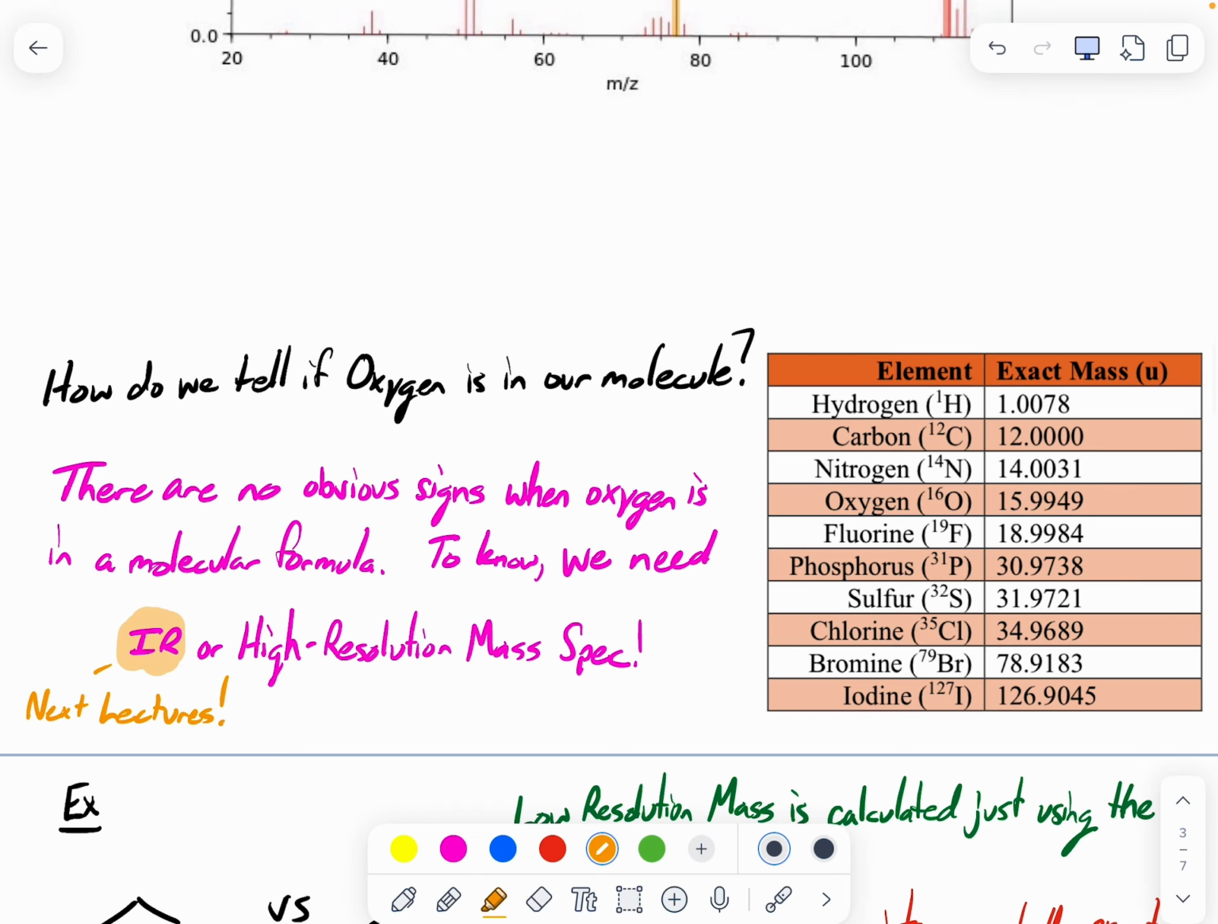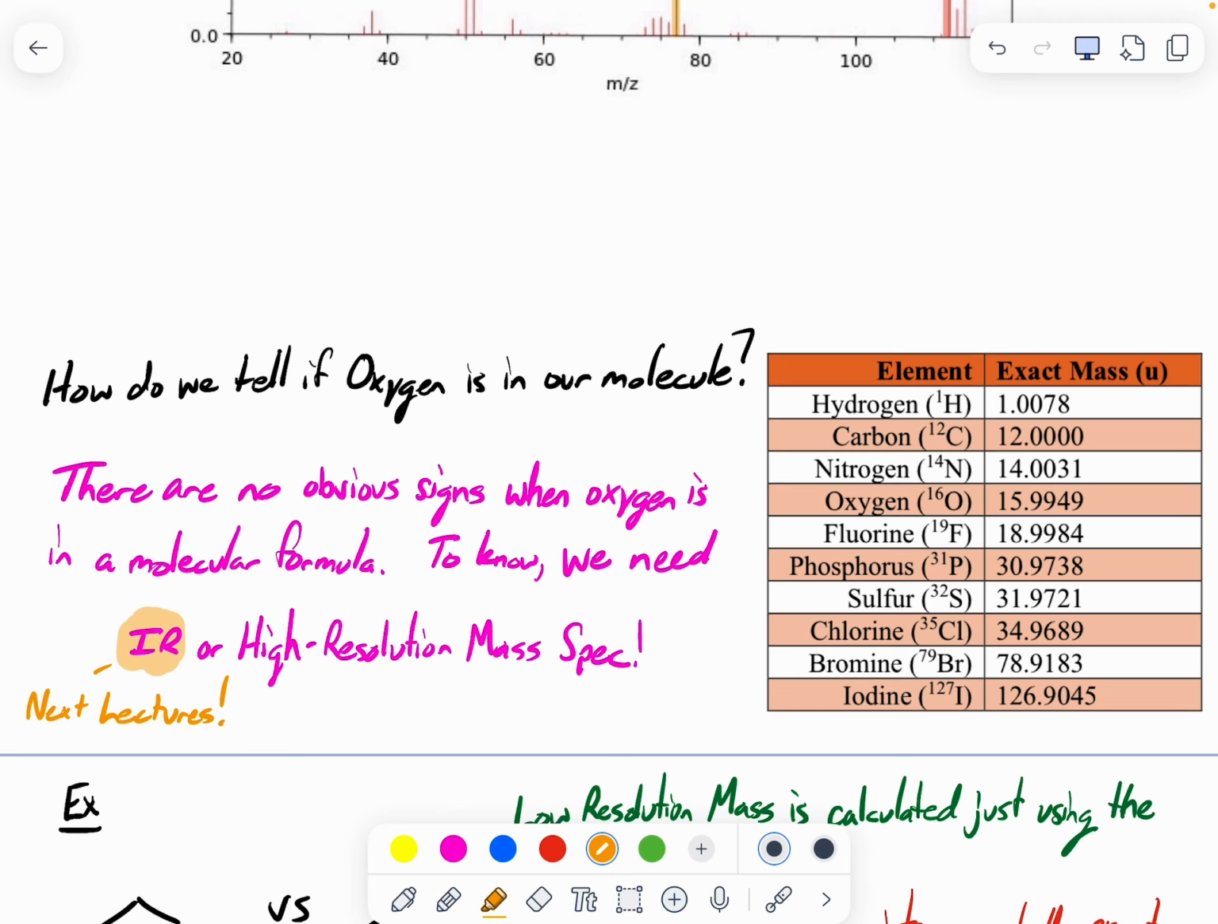All right, there's only one other annoying atom that we have to worry about. How do we tell if oxygen exists in our molecule? Well, oxygen kind of sucks because there is nothing within the mass spectrum that'll tell you that oxygen is present in your molecular formula. Absolutely nothing. So you can look at a mass spec and assume that there's only carbons and hydrogens, but it could also have an oxygen in there. This is why mass spec is great for a lot of things, but pairing it with other spectroscopy ends up being very beneficial.